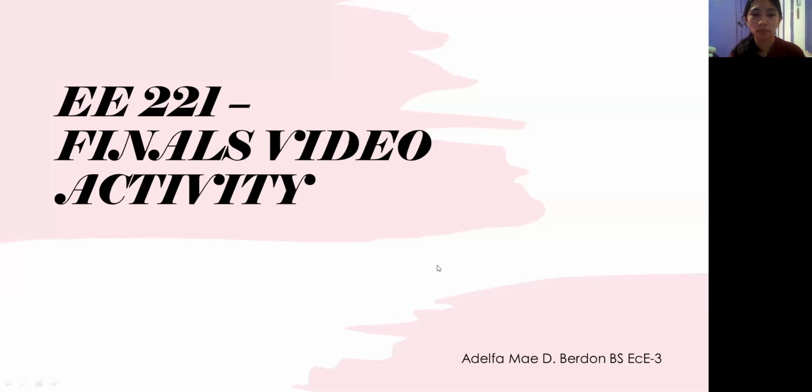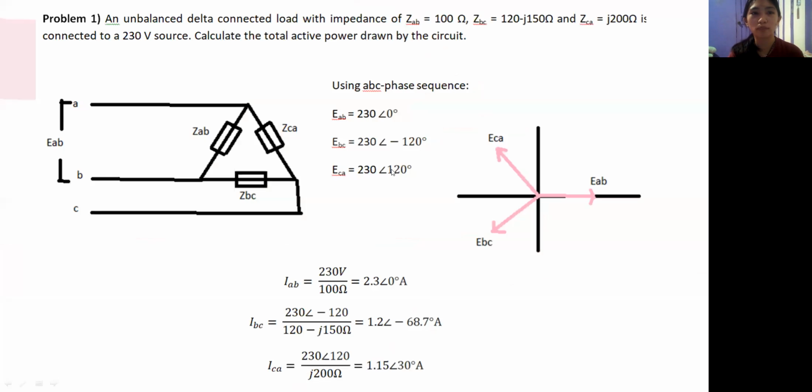So today we'll be discussing the questions that we are assigned to solve and explain. First problem: we have the given problem. An unbalanced delta-connected load with impedances ZAB equals 100 ohms, ZBC equals 120 minus j150 ohms, and ZCA equals j200 ohms is connected to a 230 volt source.